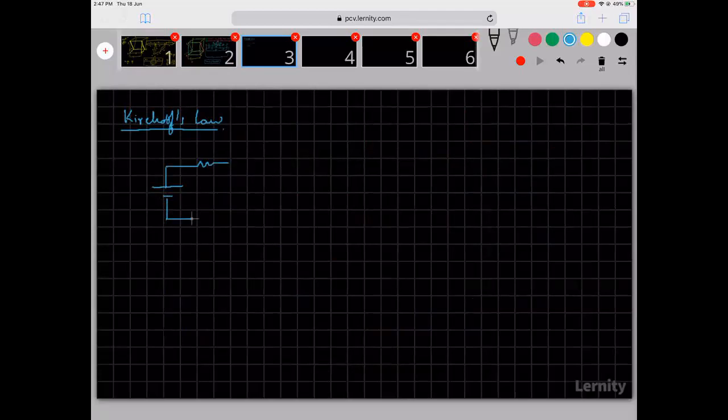I'll work with questions where there is only one resistor, and then subsequently we will take up questions where there are multiple resistors. So suppose this is R, this is R, this is R, and this is R, and this is R. The question is, one, what is the current in the circuit?